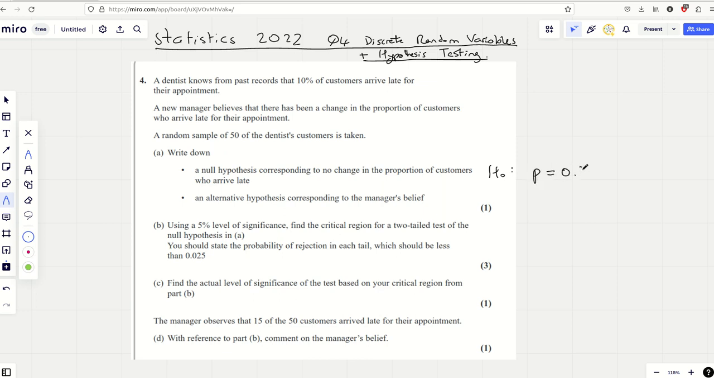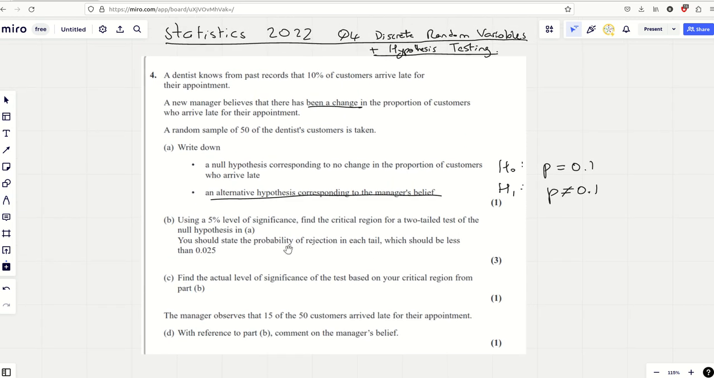Now this is 0.1 and this is p, not rho. This is not like a correlation coefficient hypothesis test. Right, the manager's belief is that it's been changed. So I'm afraid this is going to be two-tailed, which nobody likes, and so this is just p doesn't equal 0.1.